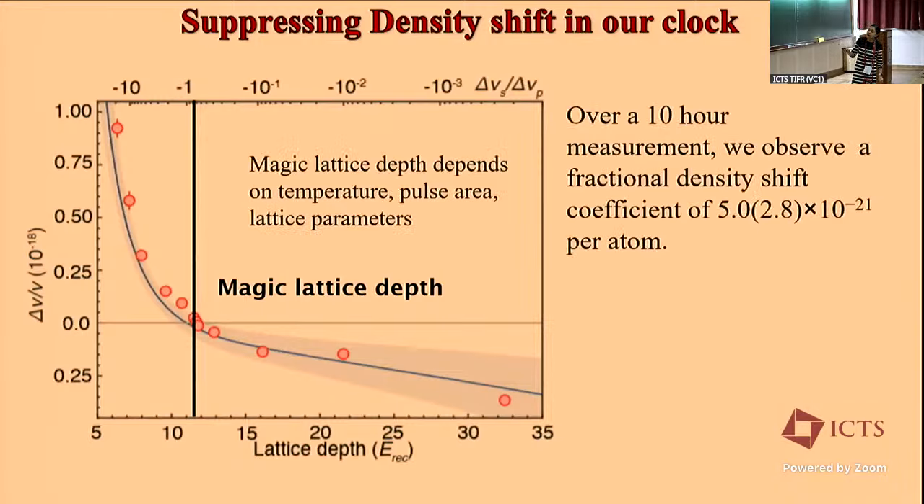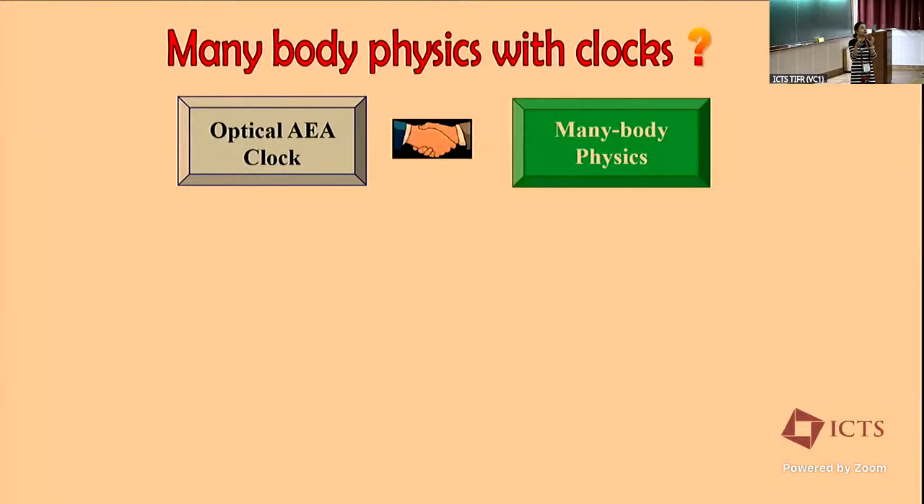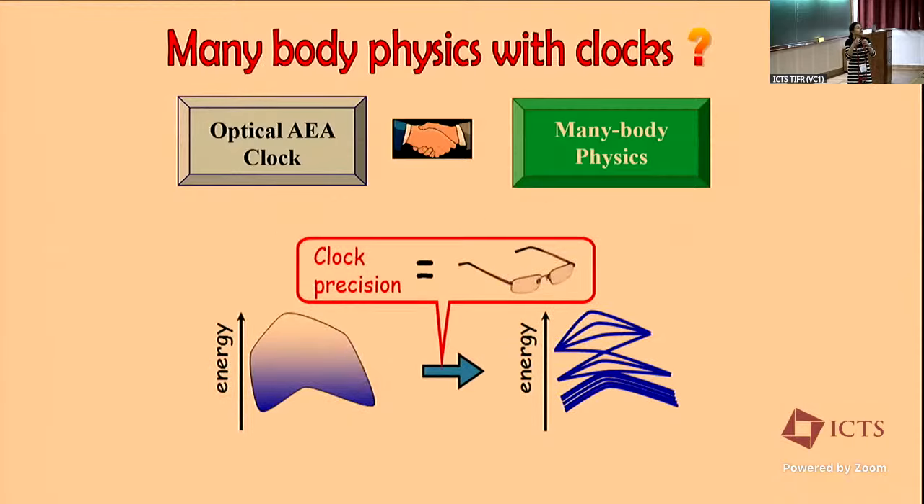And in fact, by operating at this point, the clock was able to report a sensitivity to collisions of less than 10 to the minus 21. And because of the longer lifetime in this shallower lattice, in this vertical position, they were able to reach 37 seconds of coherence time. That was super exciting because it not only tells us about the interplay between many-body physics and optical lattice clocks, because we were able, on one hand, to use many-body physics to build a better clock, and then use the better clock to understand better physics.